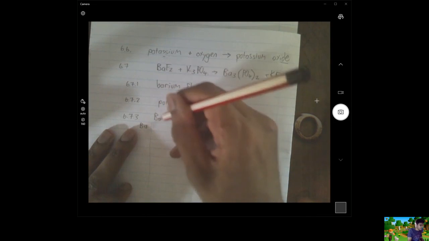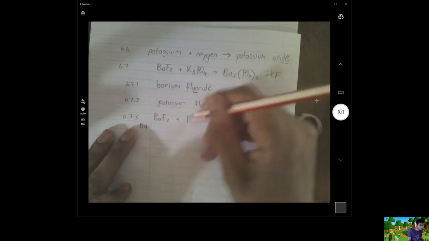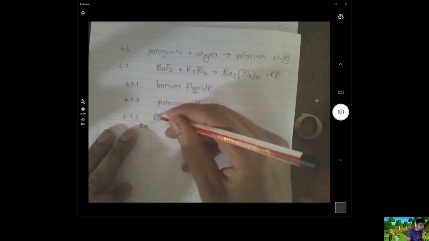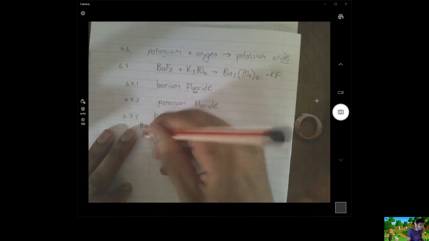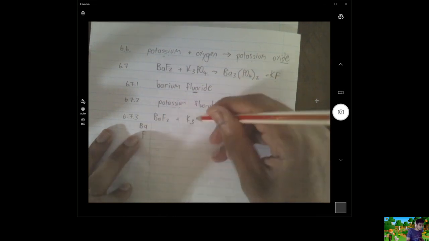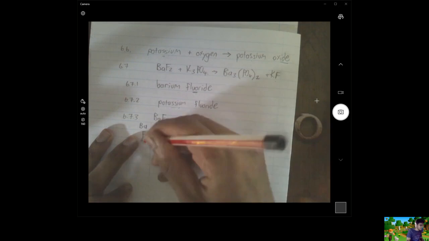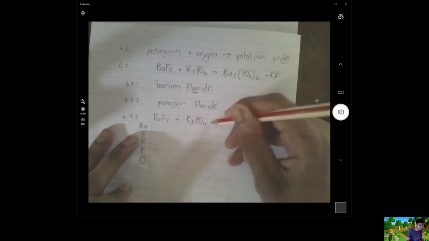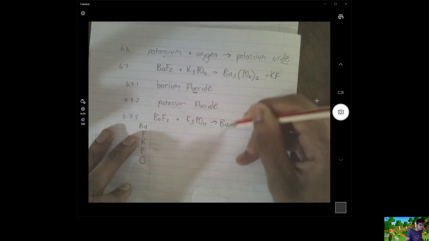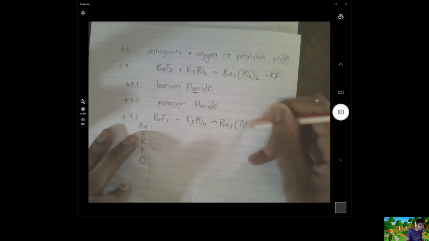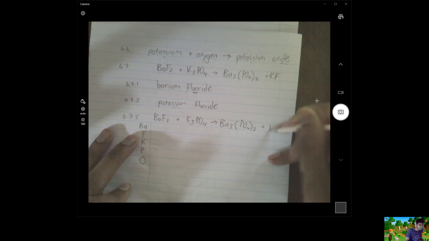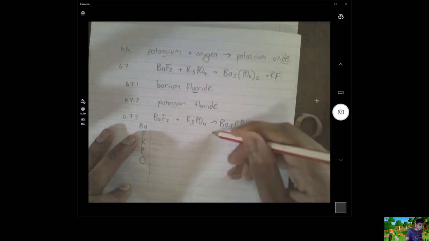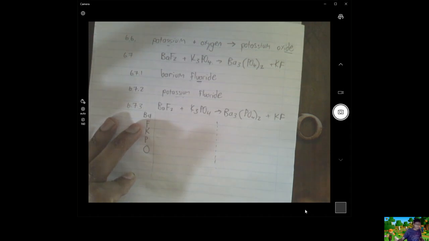I'm just going to rewrite the equation here. And as I do, I can pick up the symbols. So I've got barium that I need to count, fluorine, potassium, and phosphorus, and oxygen. And of course, on the right-hand side, there can be no new elements. Okay, it's called balancing because I'm trying to see if the left-hand side can be equal to the right-hand side.